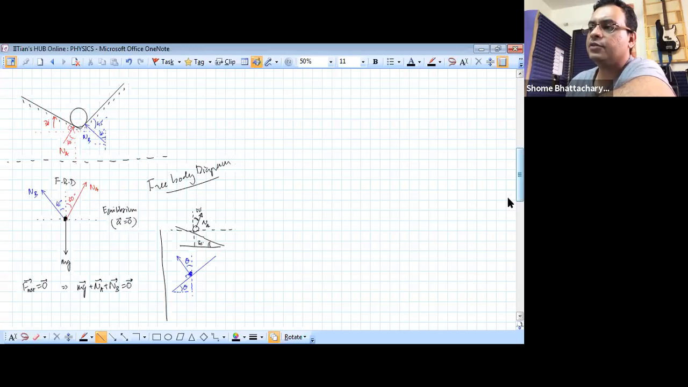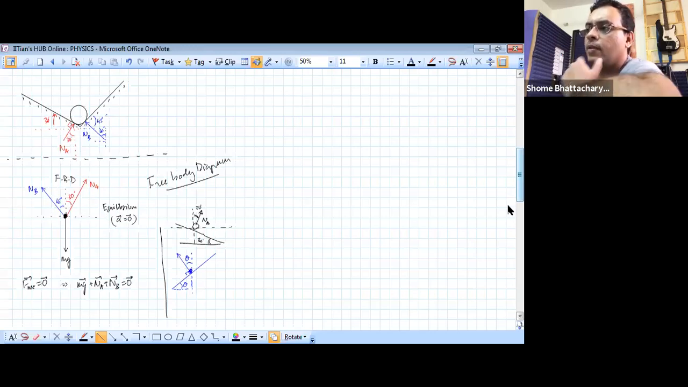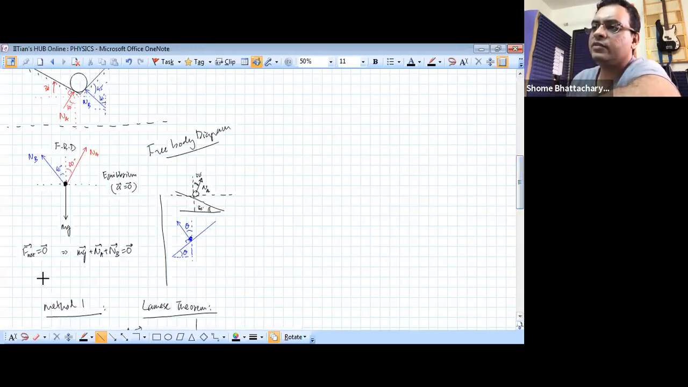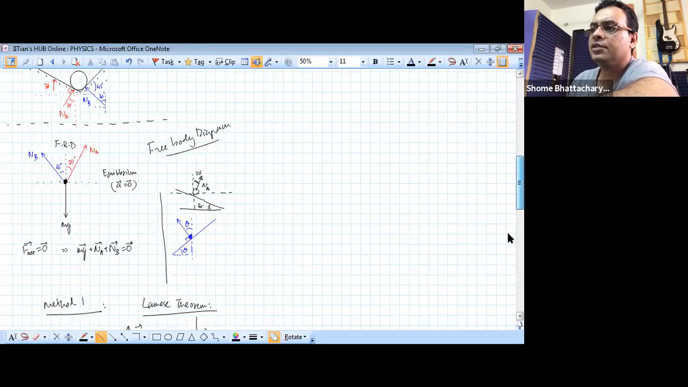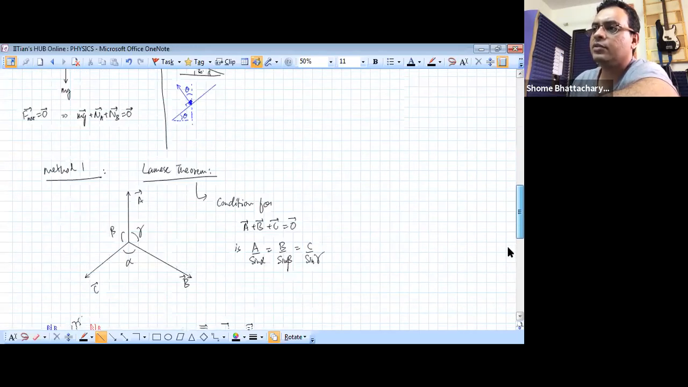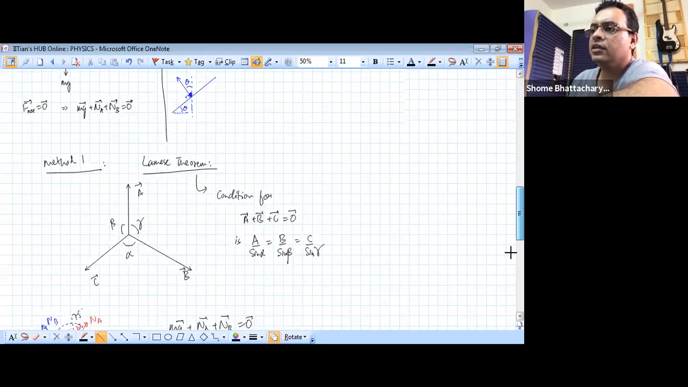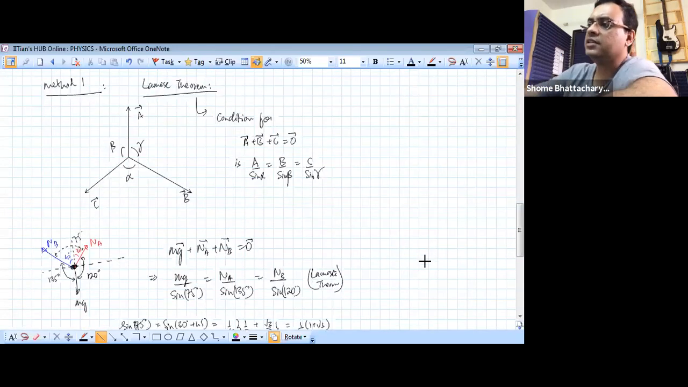Once we have understood the free body diagram with the forces, next we have to solve the FBD in terms of Newton's second law. That is, in this case, the solution of the FBD comes from the fact that the sum of these three vectors should be 0. So calculating the sum of these three vectors as 0, I have solved it in my method 1 by using Lami's theorem. So you can make note of Lami's theorem in case you're not 100% familiar with it. It's a very simple theorem that comes from the same thing as the sine rule in trigonometry.